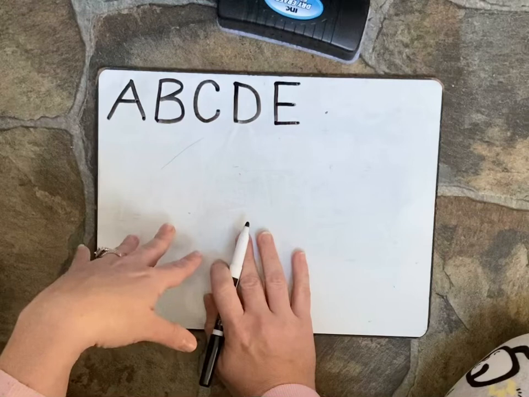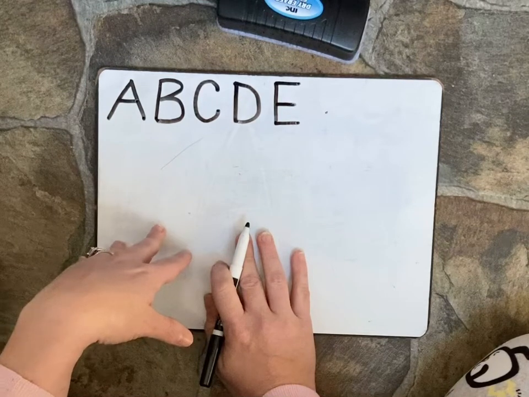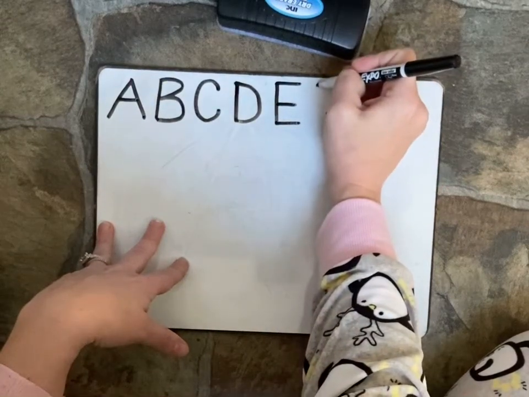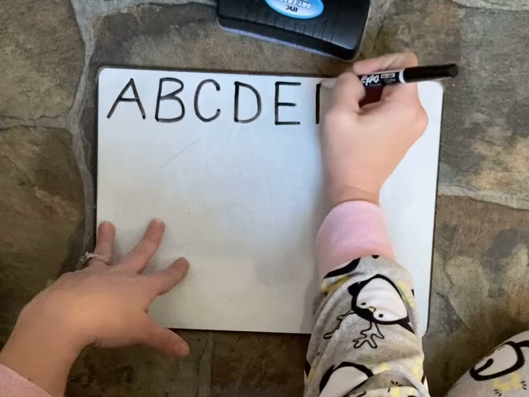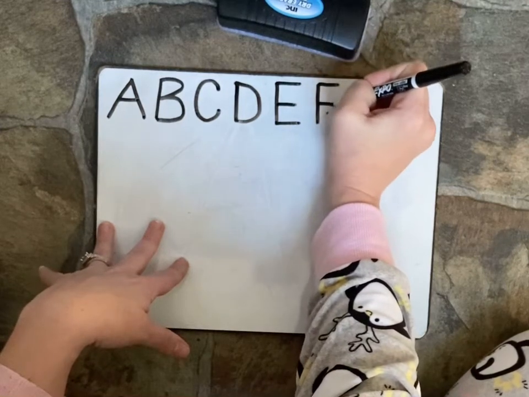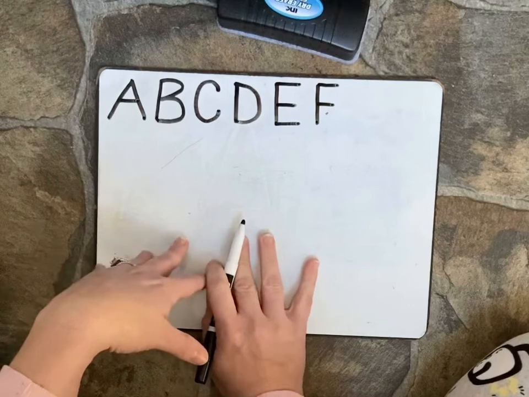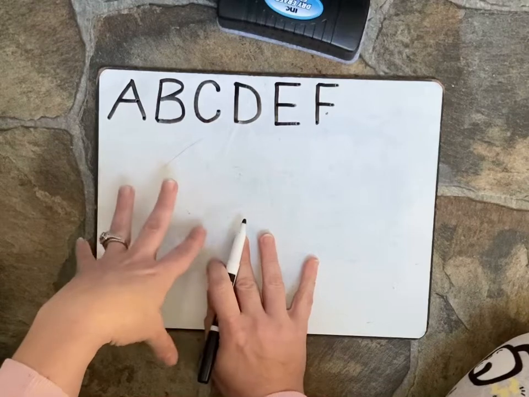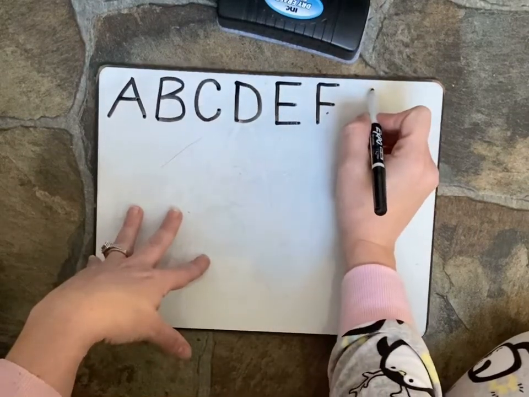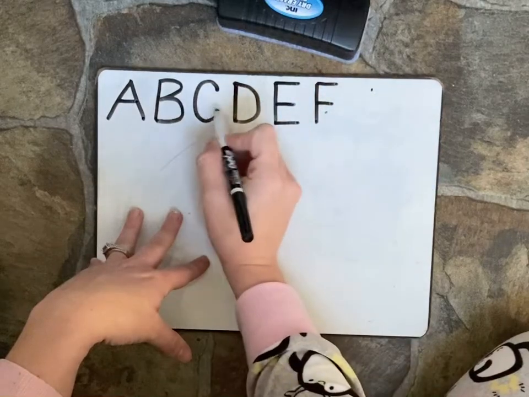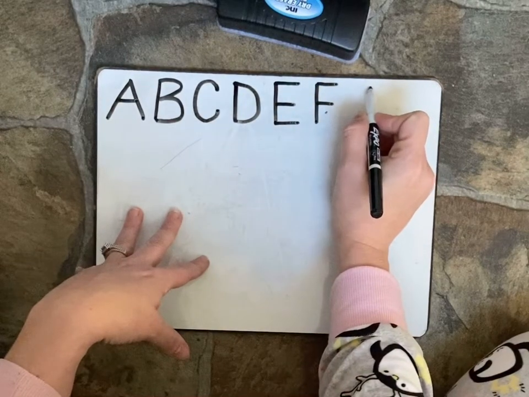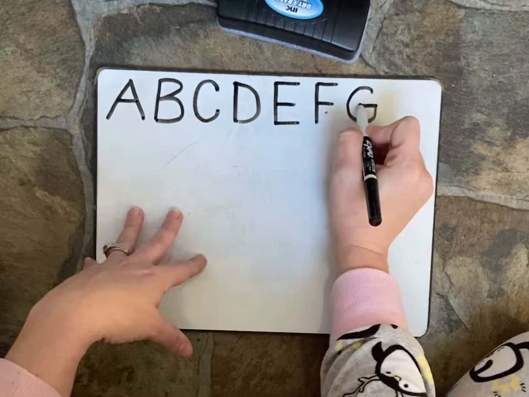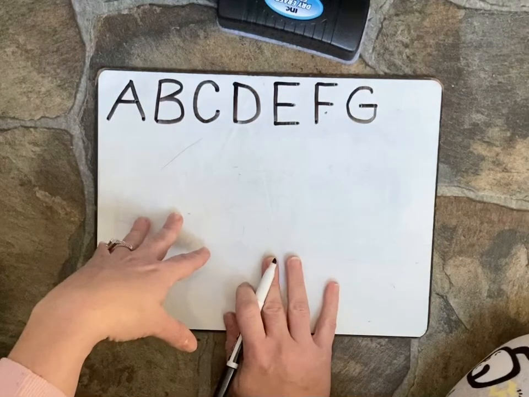E. Now, if you can write that E, you should be able to write our next letter, which is the letter F. You're going to start at the top and go down. And then you just go across at the top and across in the middle. See how they look similar? What comes after F? The letter G. Okay, so when you write a G, think about your C. You're going to start like a C. You're going to go over and around like a C. And then just go across in the middle for your G.